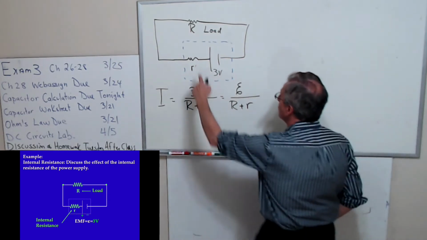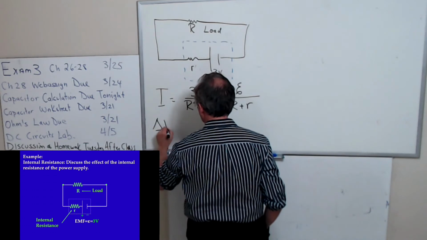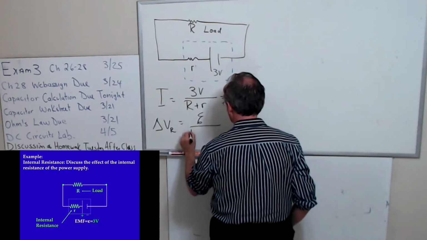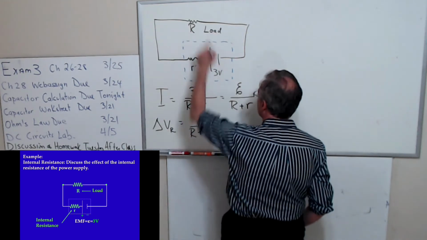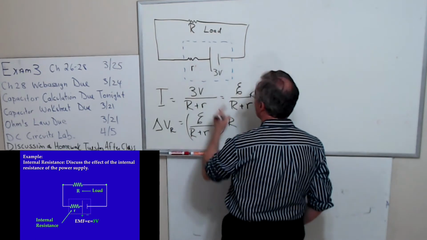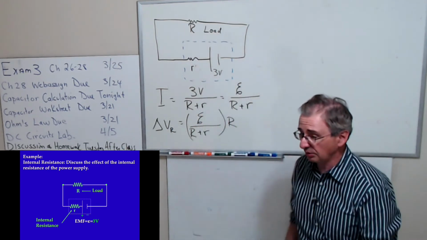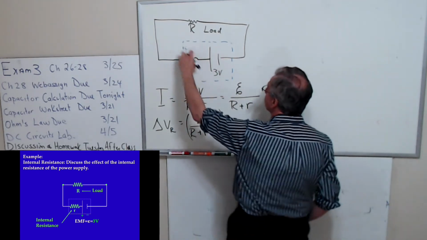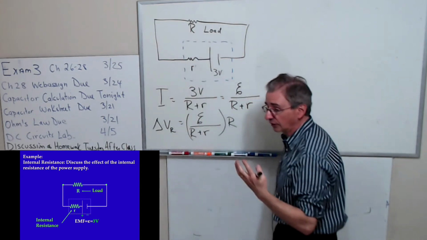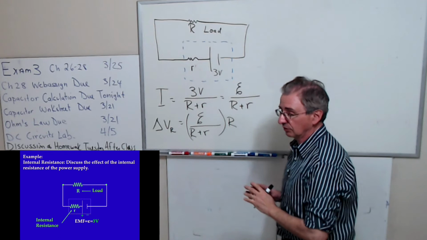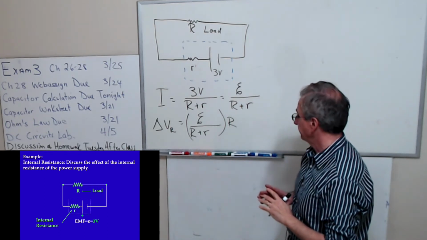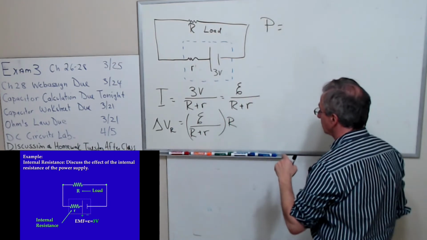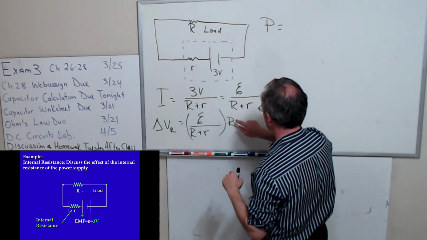Okay, and so the voltage across this is going to be this current times that resistance. So all I'm doing really is solving a problem where I have two resistors in series. This is just a series circuit. This is actually called a voltage divider because each resistor takes a certain fraction of the total power supply voltage. And so the power dissipated by the load is going to be the product of these two.